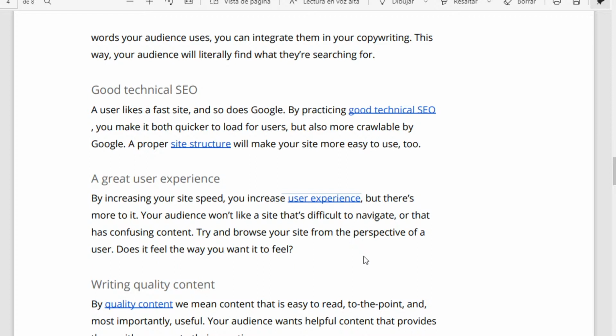A great user experience. By increasing your site speed, you increase user experience, but there's more to it. Your audience won't like a site that's difficult to navigate, or that has confusing content. Try and browse your site from the perspective of a user. Does it feel the way you want it to feel?